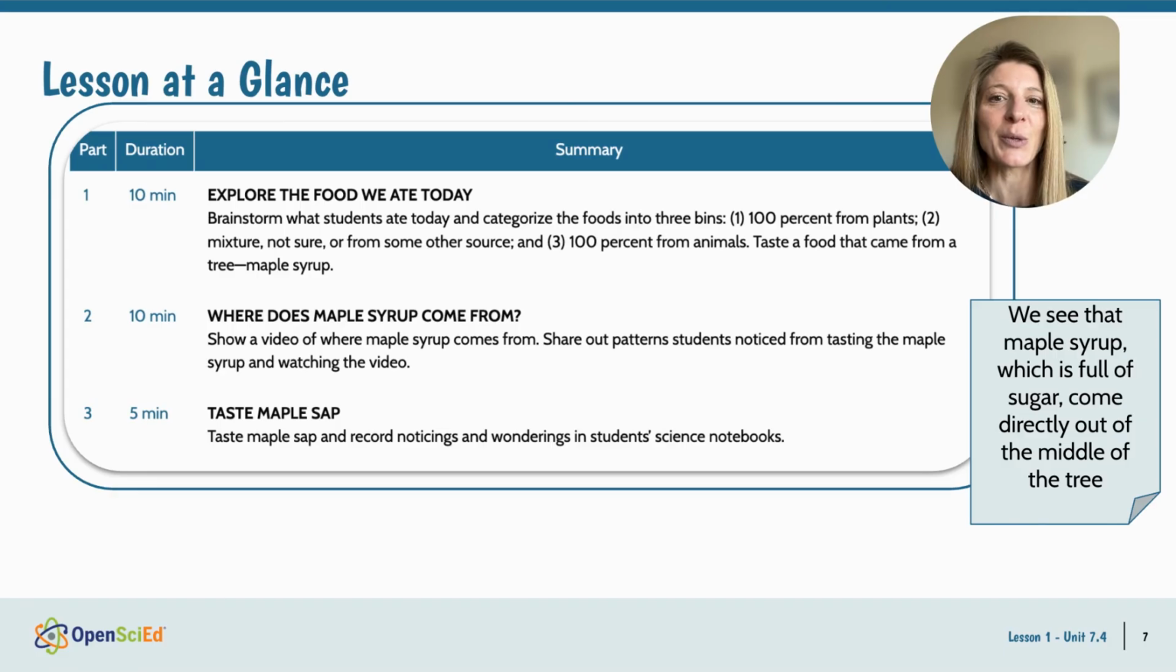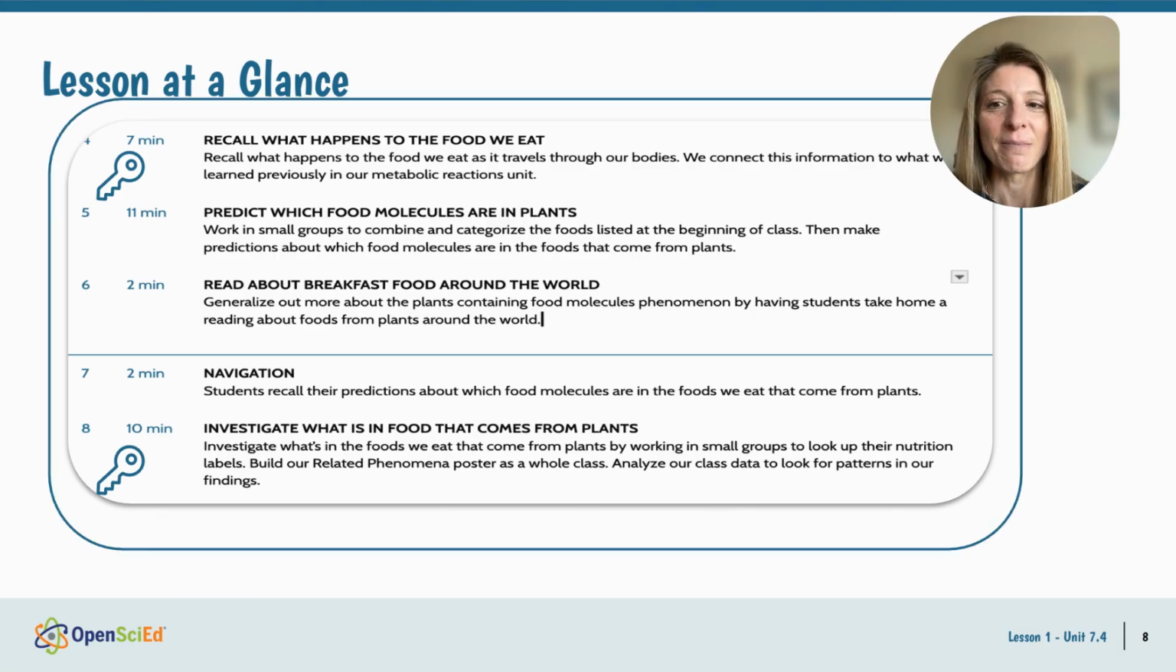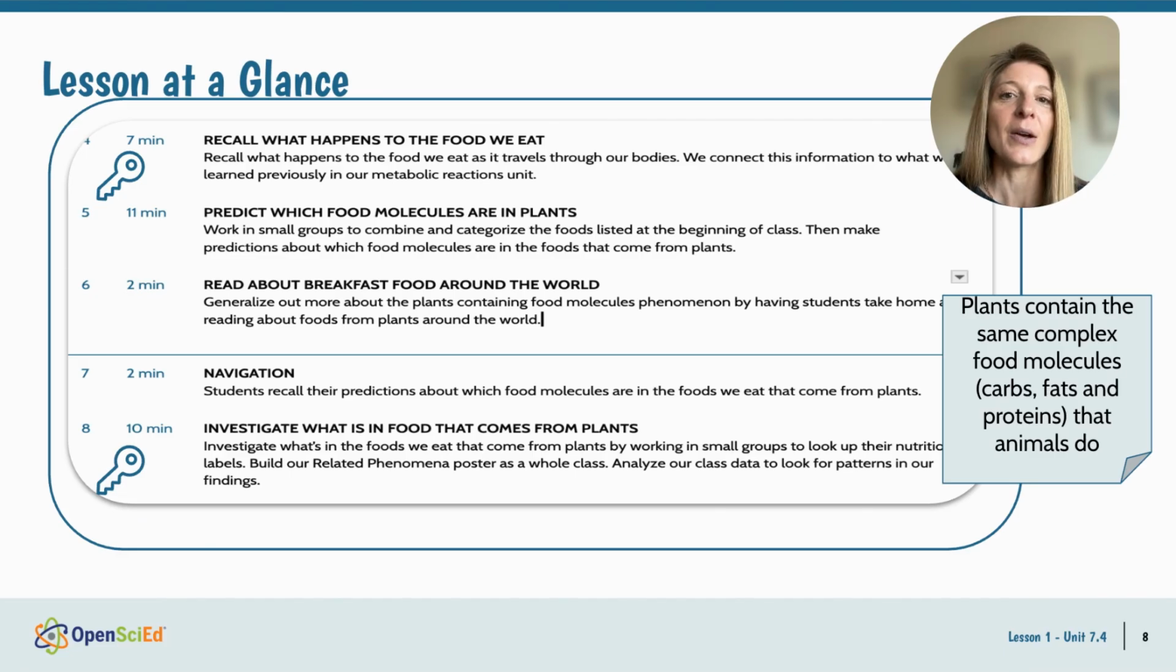In loop 2, which is parts 4 through 8, we use nutrition labels to see what's inside plants like carrots, avocados, and potatoes. We figure out that some plants contain the same complex food molecules, carbs, fats, proteins, that animals do. But since plants don't eat food like we do, how did those large food molecules get inside of them? This motivates us to look at the environment, soil, water, and air as potential sources.